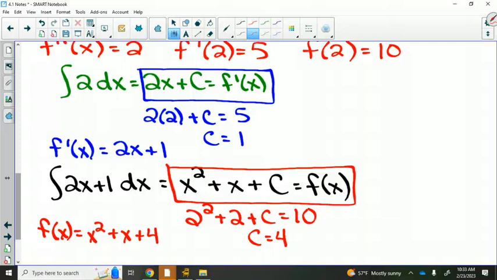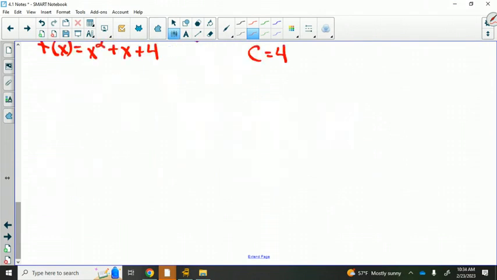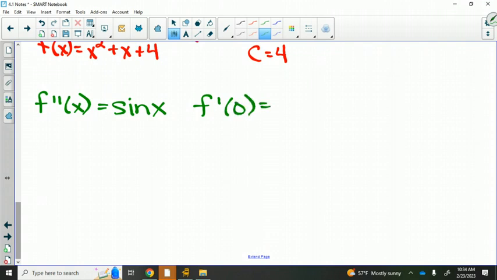How are we doing? Okay. Are we getting faster at finding our antiderivatives as we've been doing this more and more? All right, yeah, we've got time for this last one. Last one of the day, and then we'll do more tomorrow. Last one of the day is going to be this situation, but with trig. Let's have f double prime of x equals the sine of x. F prime of 0 equals 1. F of 0 equals 6.